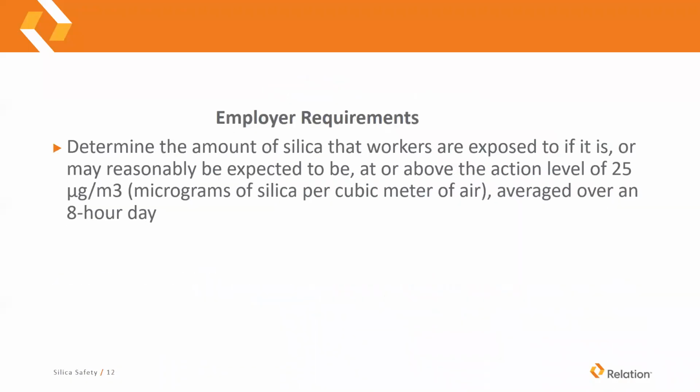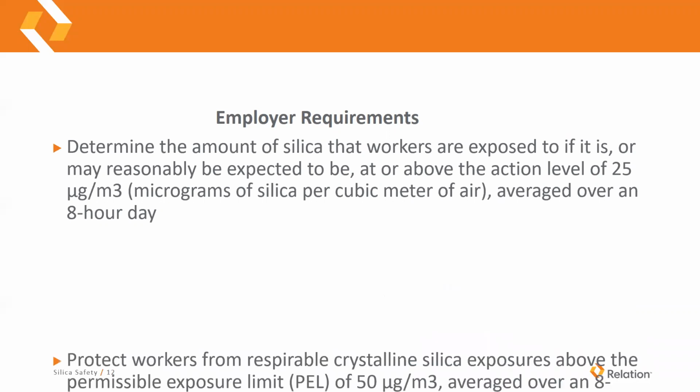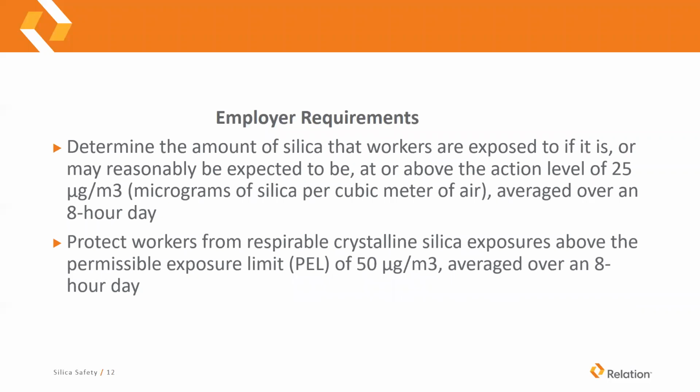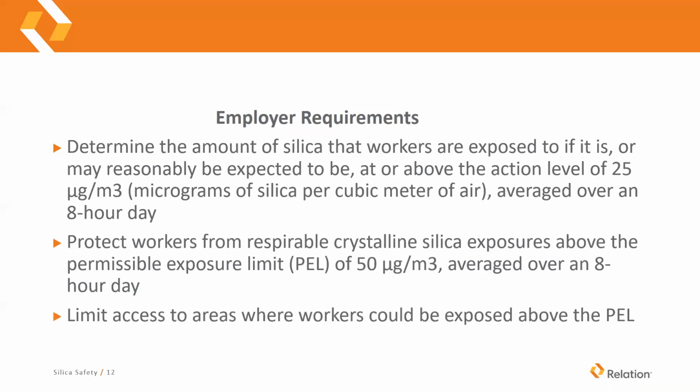All right, so some employer requirements. You've got to determine the amount of silica that workers are exposed to, or may reasonably expect to be exposed to, at or above the action level of 25 micrograms of silica per cubic meter of air, averaged over an 8-hour day. Employers are required to protect workers from respirable crystalline silica exposures above the permissible exposure limit. And you also are required to limit access to areas where workers could be exposed above the PEL.